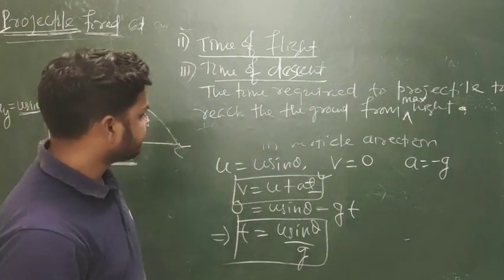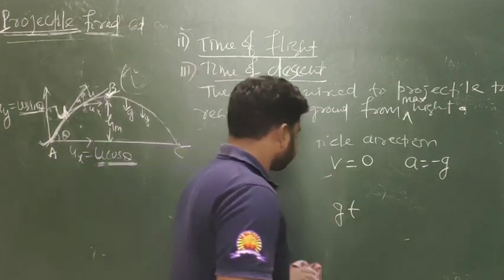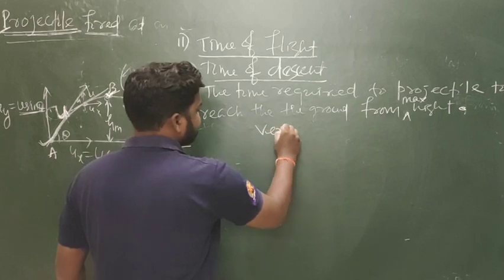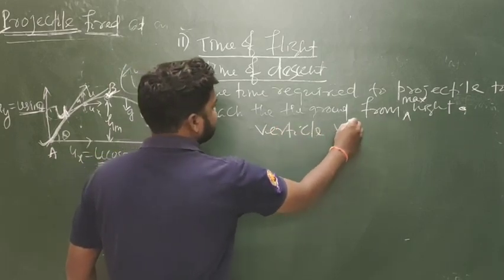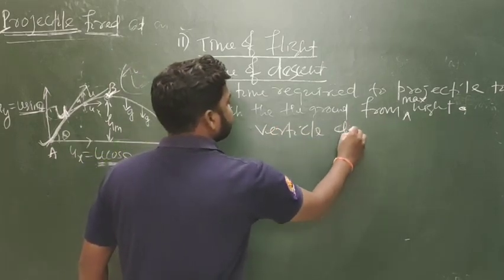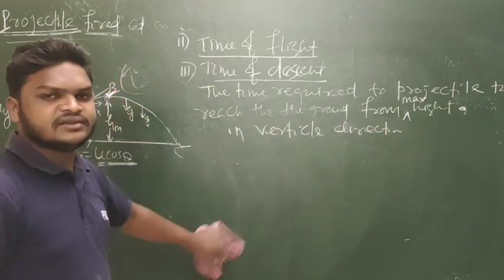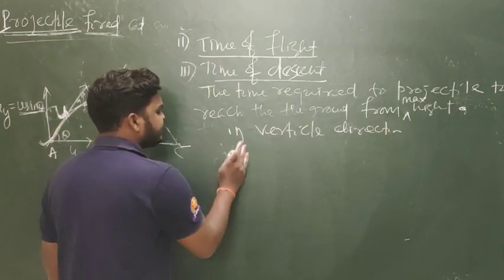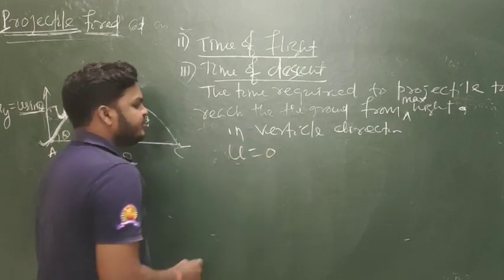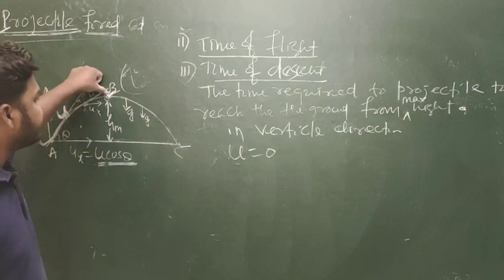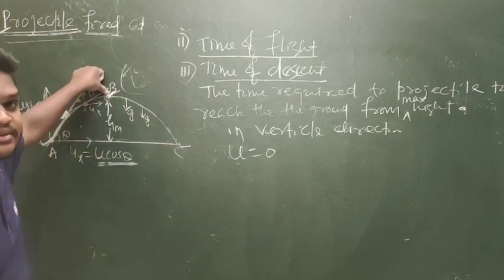So in this case also we use, in vertical direction, initial velocity u is equal to 0, because at maximum height the initial velocity of the projectile going to the ground is 0.